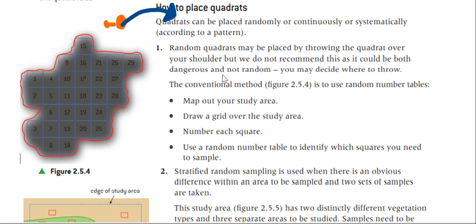But if this is not done properly, there could be dangers, and it can be very wrong data, not proper data, not accurate data, because it'll not be random, right? You may decide which side to throw and everything. It can be very wrong, as I said, if not done properly. So that's something you have to keep in mind. So do it very unbiased and very randomly.